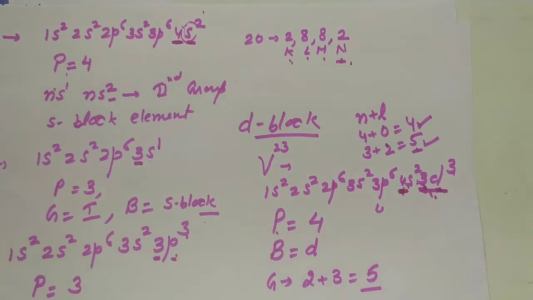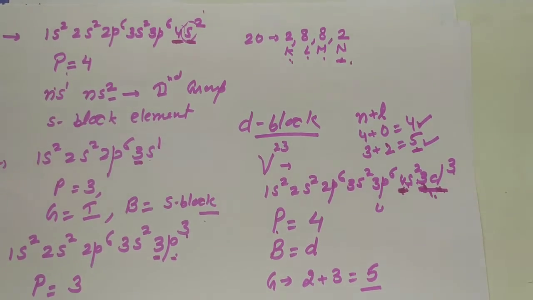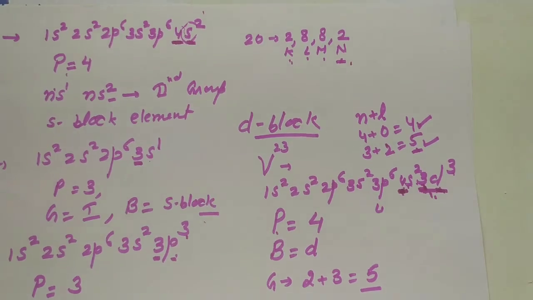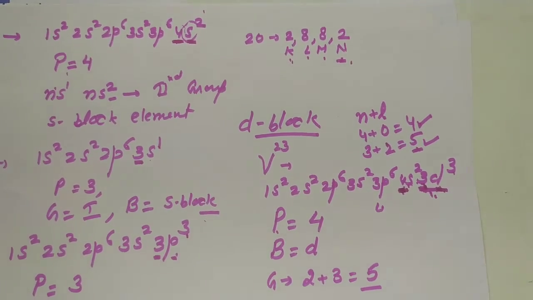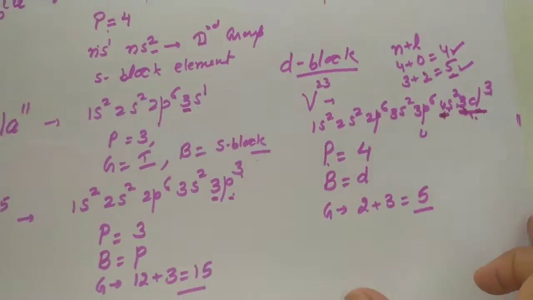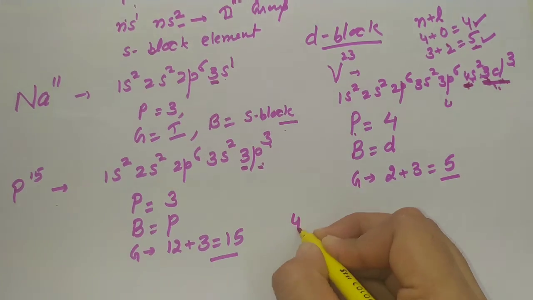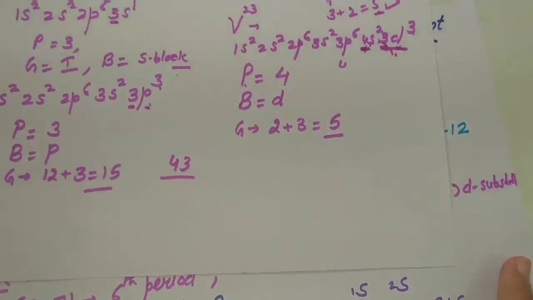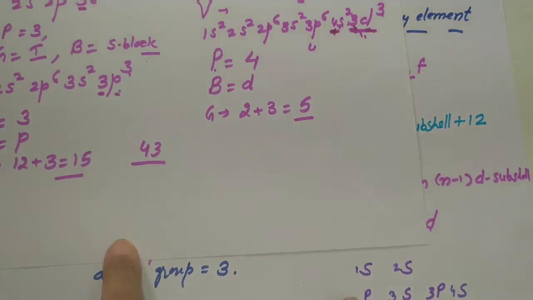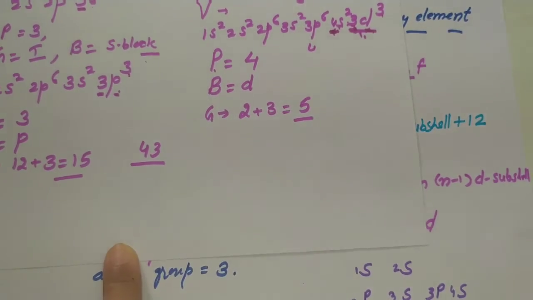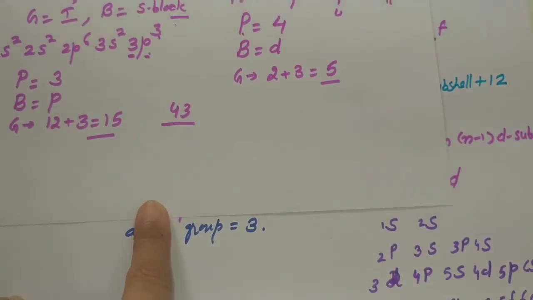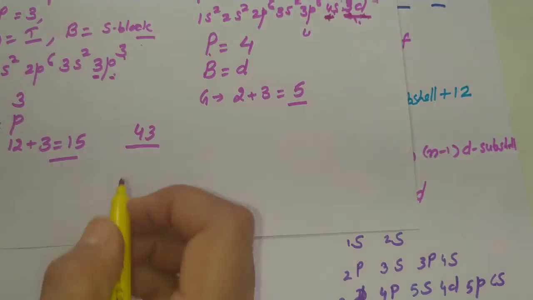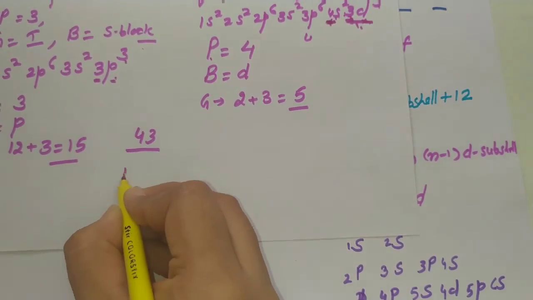Now I will take one more example, so that all this is very clear. One more element which has atomic number 43. Write the electronic configuration according to the rule which I have explained in a previous video on how to write the electronic configuration. So let's start without wasting time.